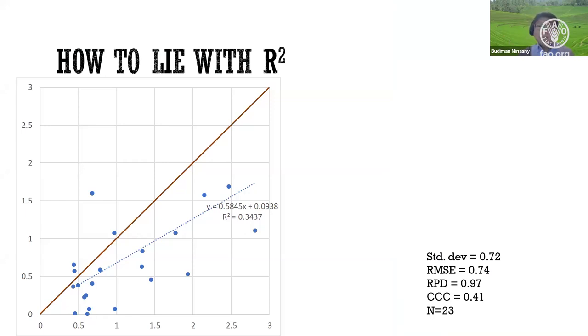And R square, the formula is one minus the residual over the variance of the data. So if you want to increase the R square, what you can do is just increase the variance of the data. That means that you'll have a better R square. This is just an example. If this is a random value, you'll see the R square is just 0.3. There's no relationship, right? There's no relationship.